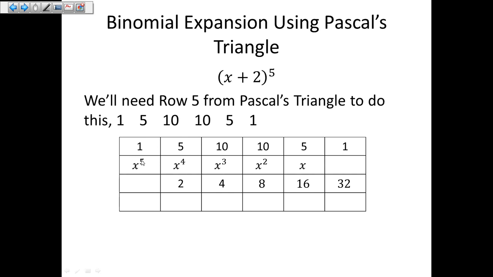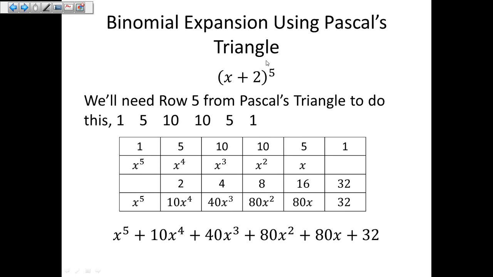And now I take my first term to the 5th power, and it goes down from there. This last cell is always empty. This first cell is always empty. And then 2 to the 1st power, 2 squared, 2 cubed, to the 4th power, to the 5th power. And then I multiply, and here are my answers.